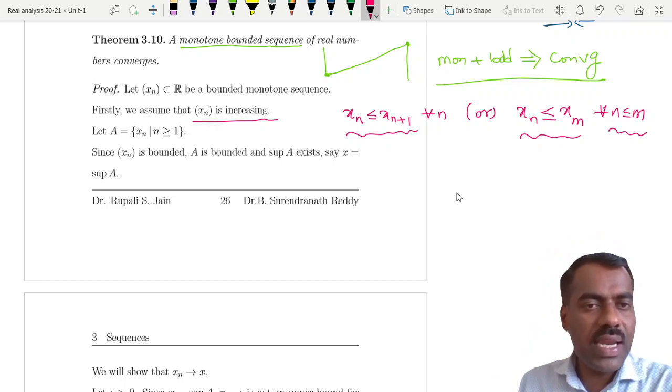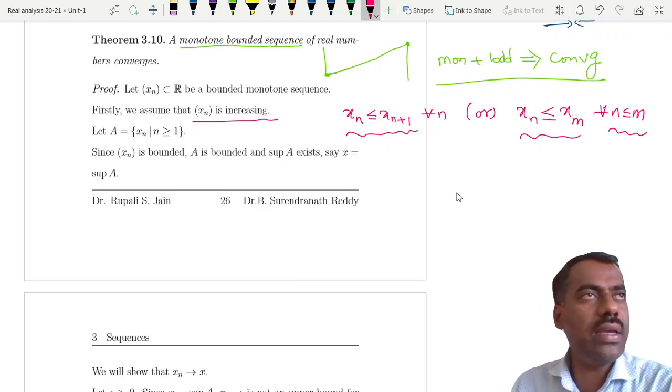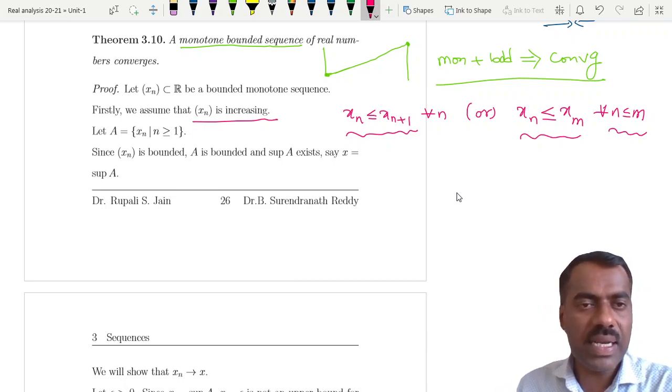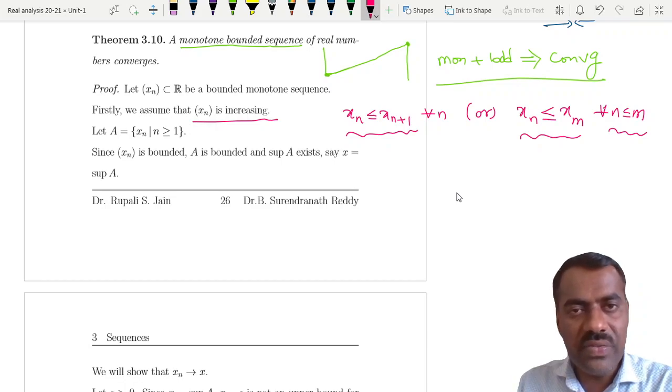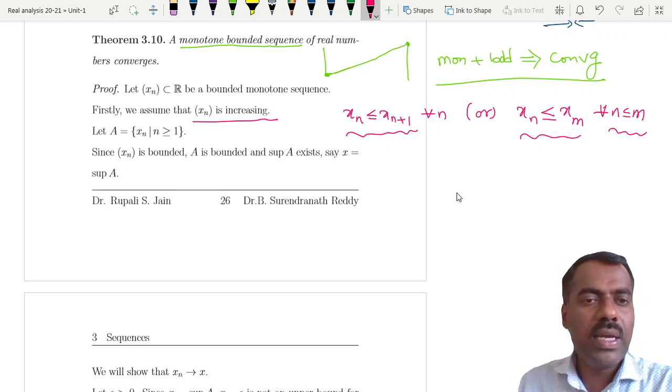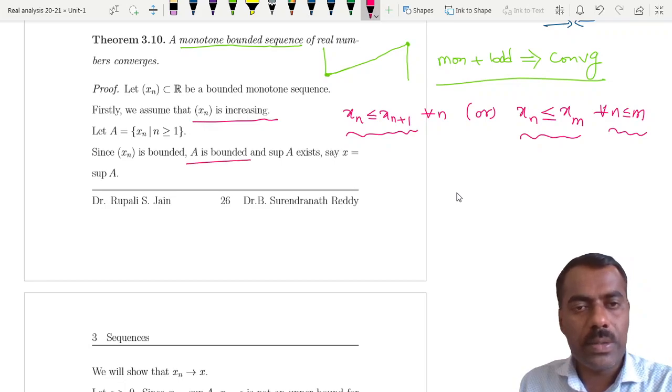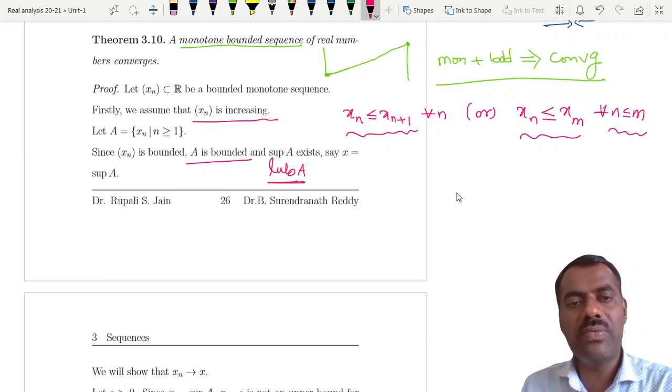Now take the range of that sequence, that means A, which is all values of that sequence. Whatever repeats, we consider only one time, as in a set. Since this sequence is already given to be bounded, our set is bounded. So A is a non-empty subset of R which is bounded. Therefore, the supremum, or LUB, of this set exists.